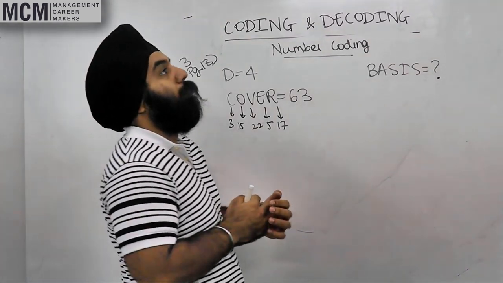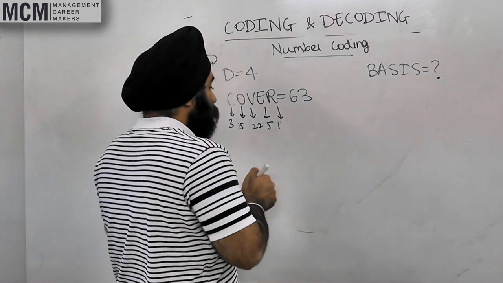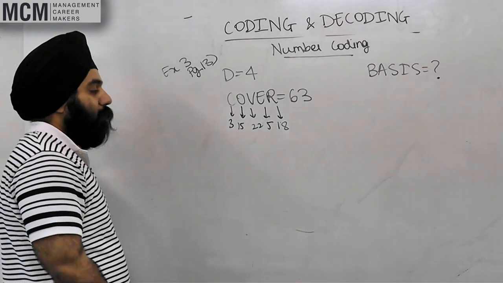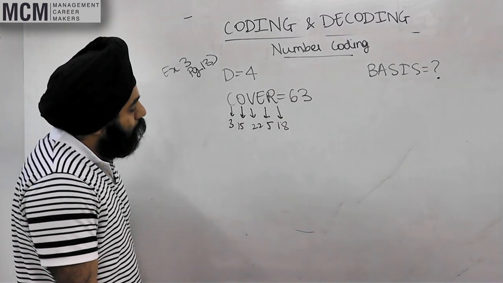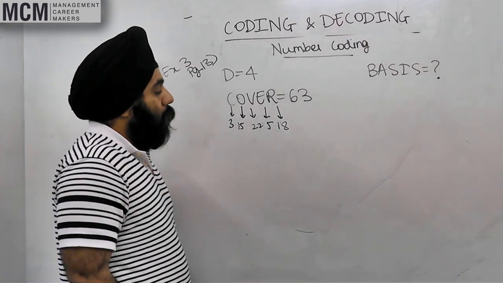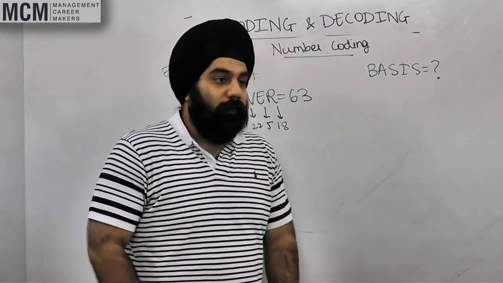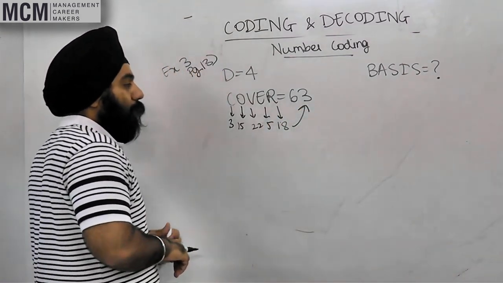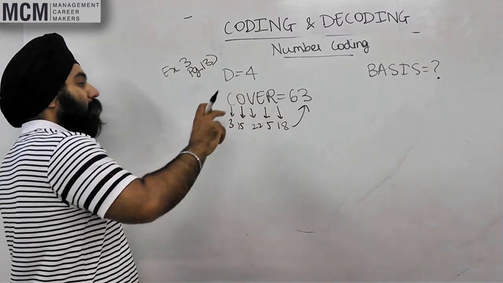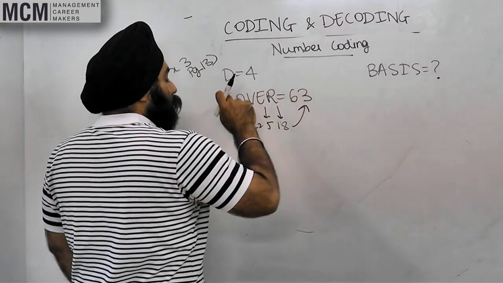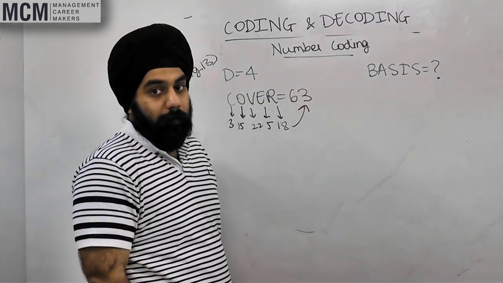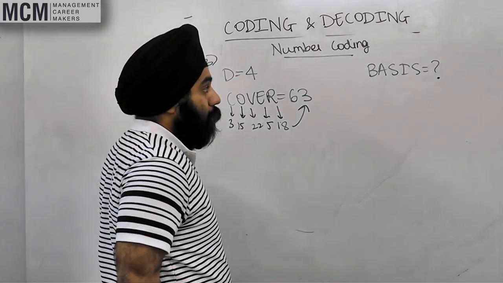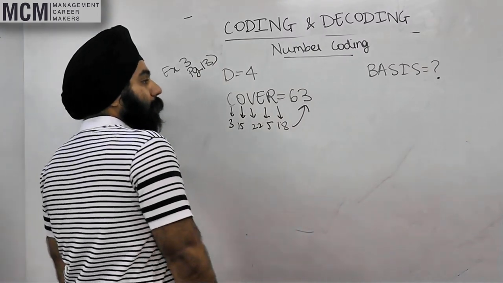Yes, O, P, sorry, this is 18, right? So we have 3 plus 15 is 18, 18 plus 22 is 40, 40 plus 5 is 45, 45 plus 18 is 63. So essentially what we are getting is that this number is the sum of the numeric values of every letter. So can we find out the numeric value here? Of course we can.